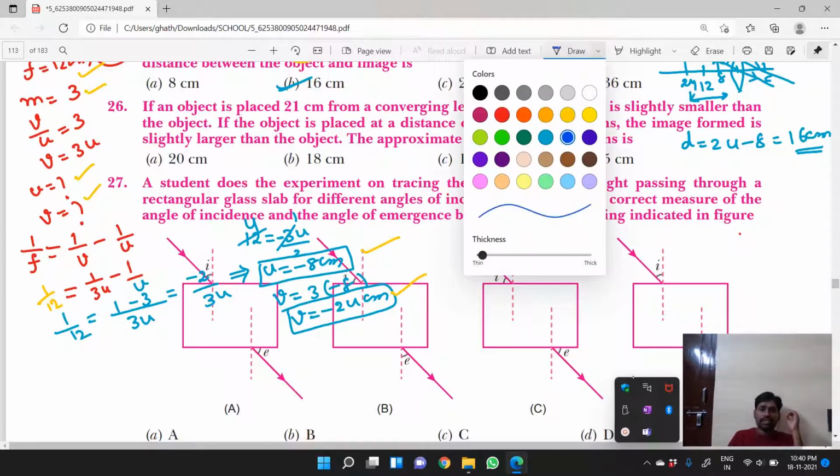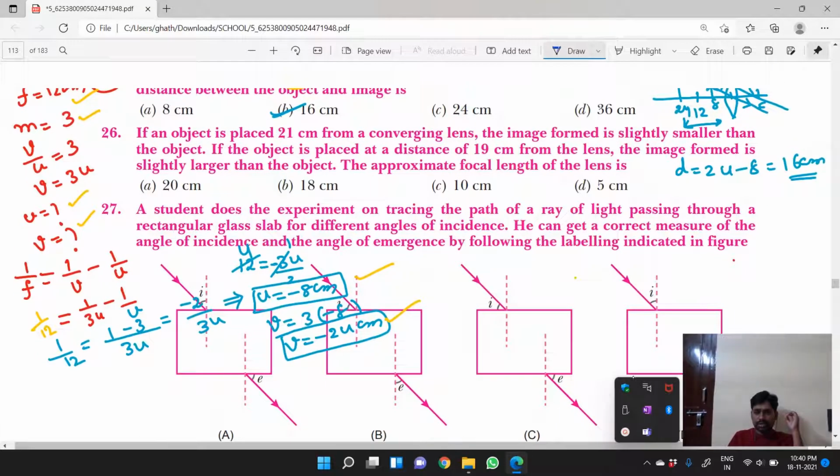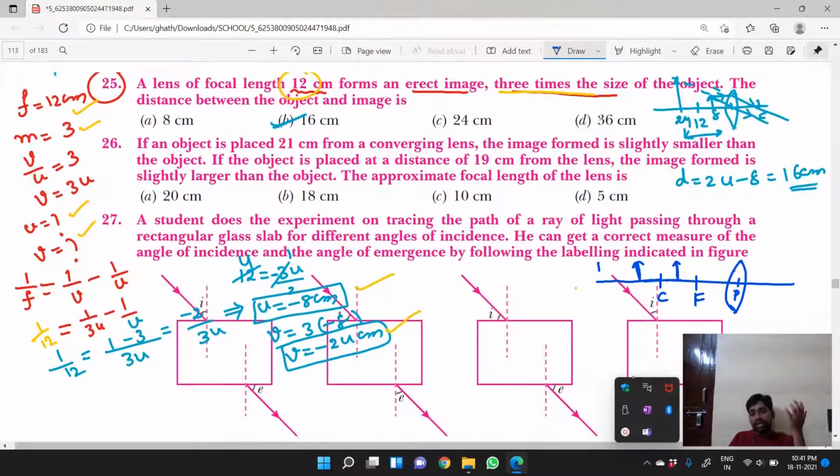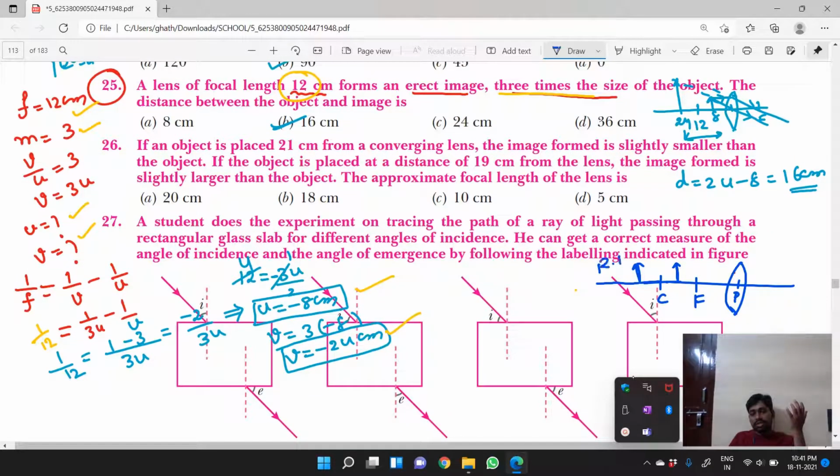Simple question, I can say, because this is a lens. This is a convex lens. This is the optic center, this is the focus, and this is the center of curvature. When an object is placed beyond the center of curvature, we will get a real diminished image. Whenever we place it between C and F, we will get a real enlarged image, my dear students.